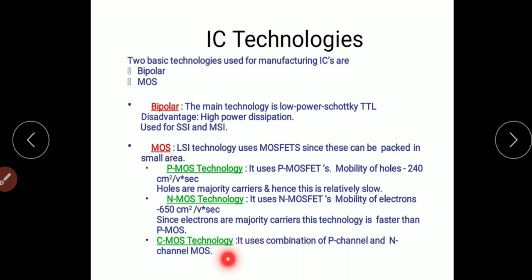So it has both the advantages of NMOS transistors and PMOS transistors. That's why CMOS technology is more preferred compared to NMOS and PMOS. If you compare only NMOS and PMOS, NMOS technology is preferred. Why? Because the mobility of electrons is high compared to the mobility of holes.